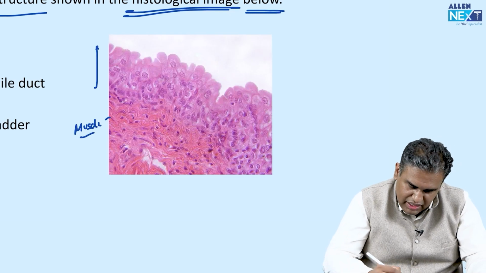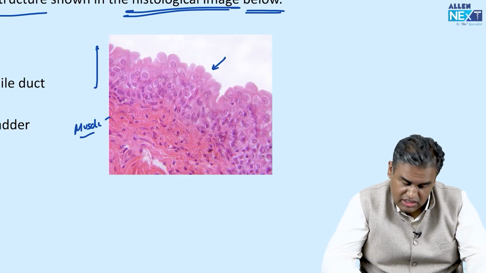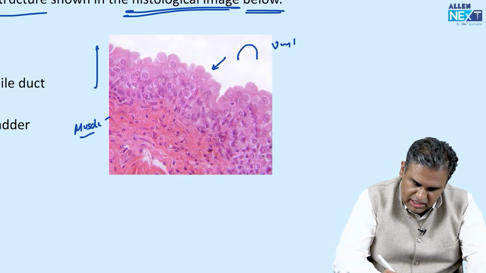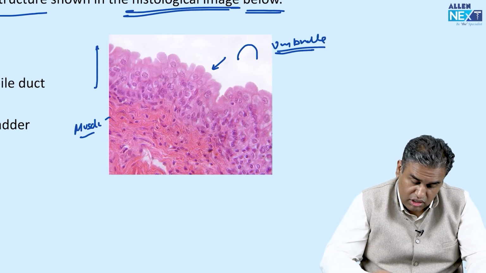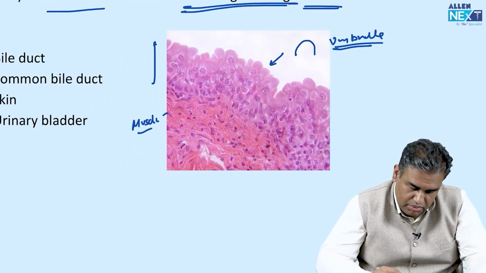If you look at this multiple layer, stratified layer, is it stratified squamous? No, the upper layers are not squamous. They are not cuboidal. They are big cells. They are big umbrella shaped cells, pear shaped cells which are located at the top. Now you have a general idea of the slide. Let me see the options.